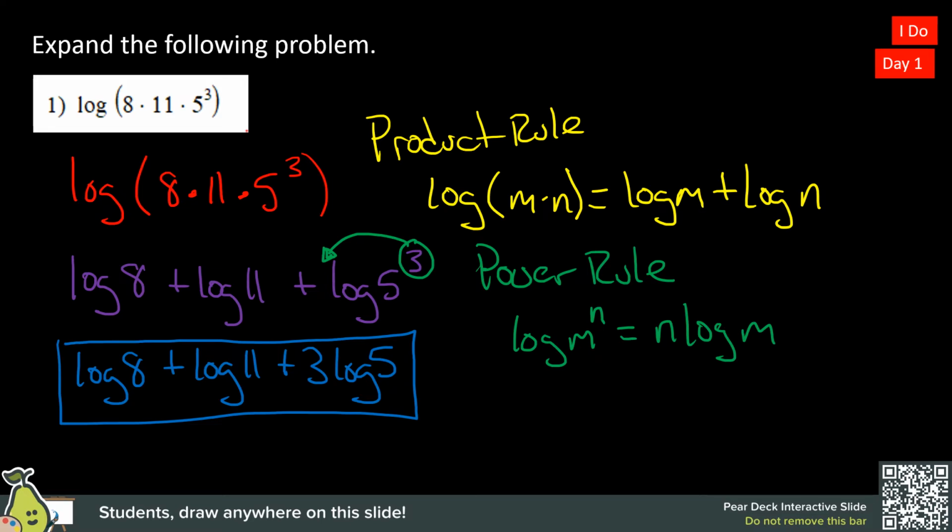Very cool. Again, we use the product rule to split each one of these factors into the addition of logs there. And then we use the power rule to bring that exponent of 3 down to the coefficient. All right, if you have any questions, message me on Teams.